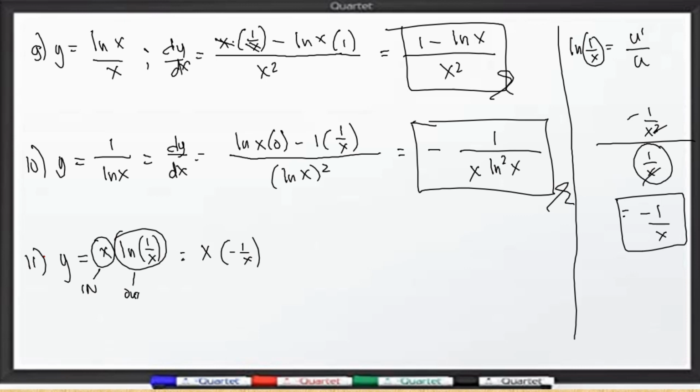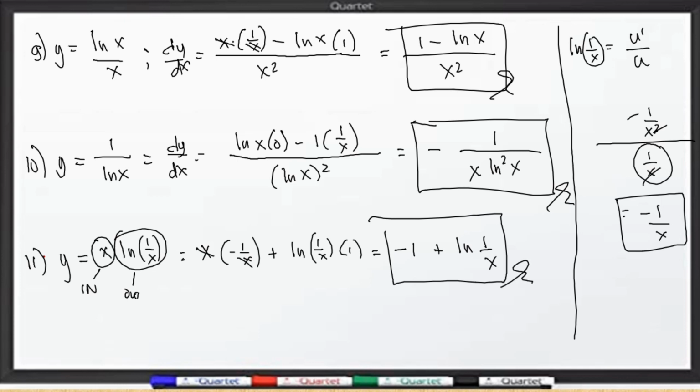Tapos, plus the outside, ln of 1 over x times the derivative of the inside, which is 1. Okay, so yan po yung magiging kaganapan natin. Makakancel po ito. So, ang kakalabasan po will be negative 1 plus ln of 1 over x. Ito po yung ating magiging final answer.